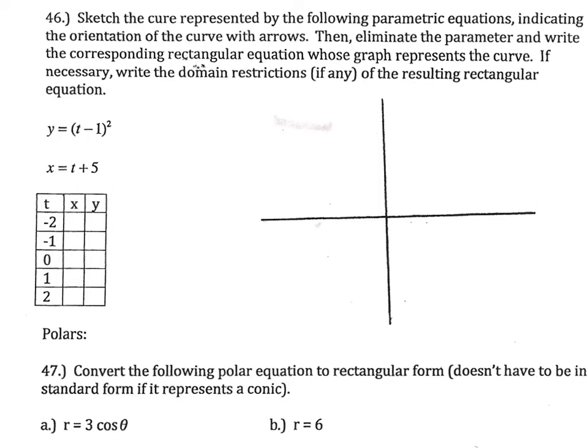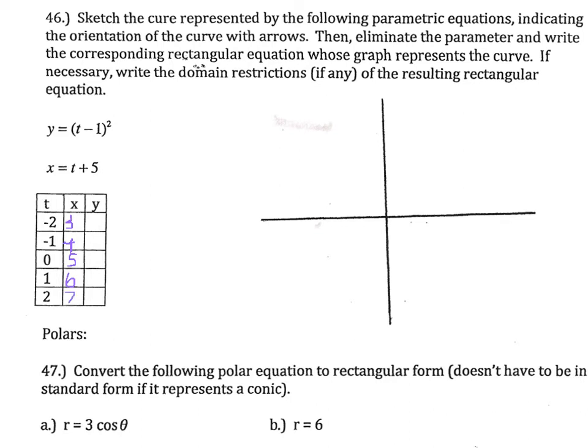So if I plug in a -2, I get a 3. If I plug in a -1, I have a 4. If I plug in a 0, I have 5. If I plug in 1, I have 6. And if I plug in 2, I have 7.